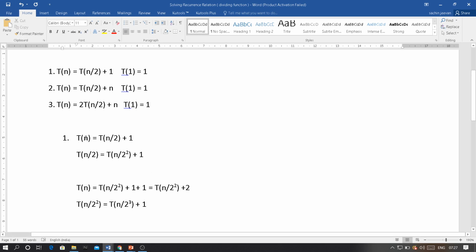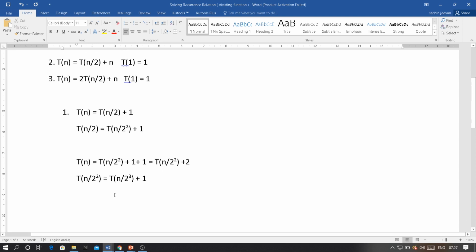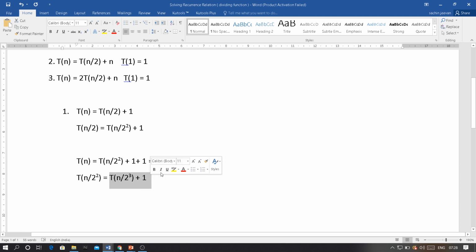See, when this is n, this is n by 2. When this is n by 2, this is n divided by 2 square. When this is n divided by 2 square, then n divided by 2 cube. Hope you are able to understand the pattern that we are following. So now what we need to do is take the value of n divided by 2 square, this value, and substitute it in this formula.